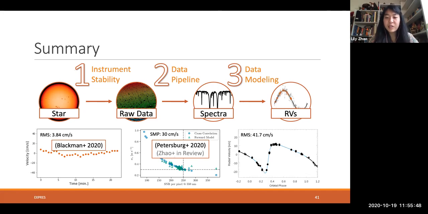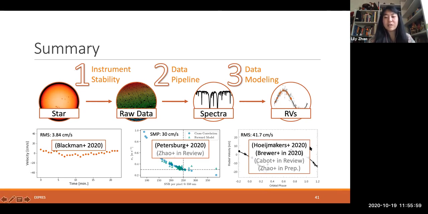And for data modeling, we have a 41.7 centimeters per second RMS fit to a known planet system. We also have an interesting result by Jens Hoeijmakers of a high resolution atmosphere detection. The 3651 results are presented in Brewer 2020, along with a description of our survey. And we have a few other planet papers in prep and in review.